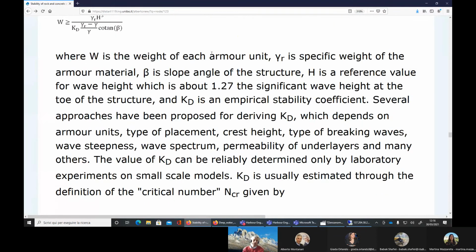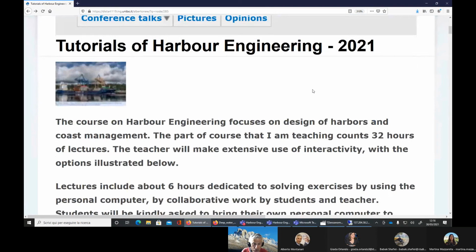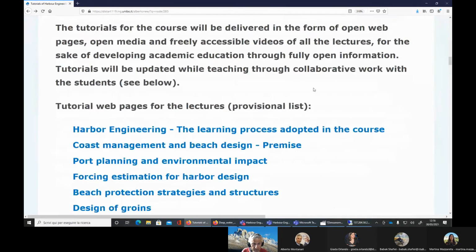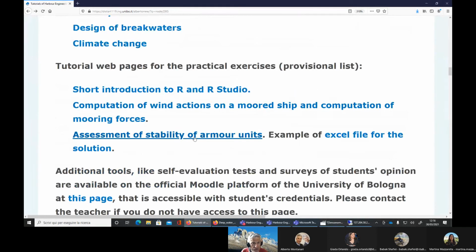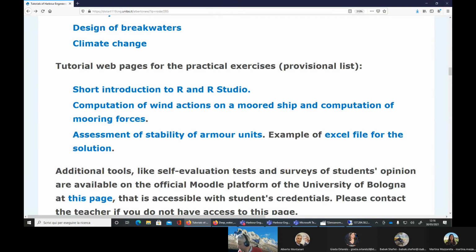Okay, now let's try to look at an example of application. We have this last 45 minutes, and let's look at the exercise that I want to propose to you. If you go back to our tutorial page, it's placed here. I placed it yesterday night. So, assessment of stability of harbour units. Okay, and let's look at the, oh, interesting. Let me see why it doesn't work. Give me one second.